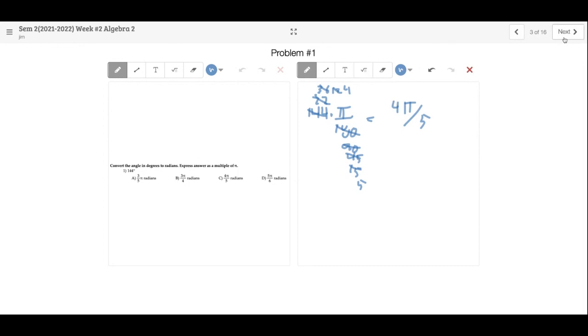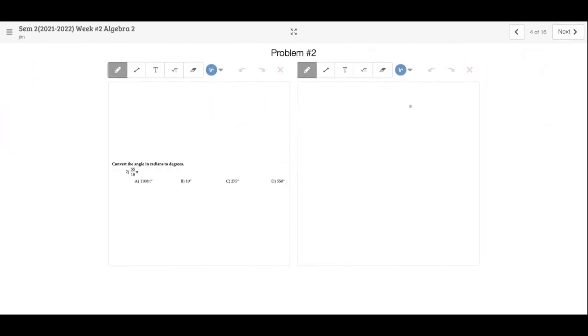Problem number 2 on the practice. Problem number 2 says convert the angle in radians to degrees. Now, I am not going to do this problem right now.